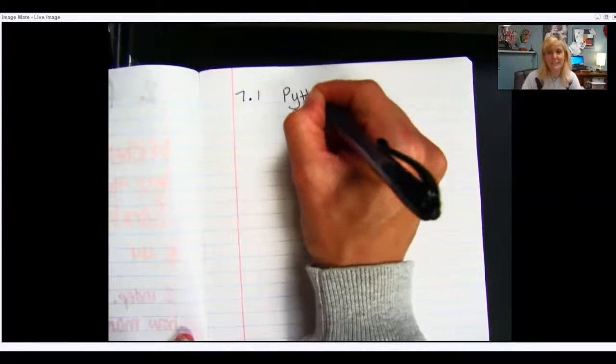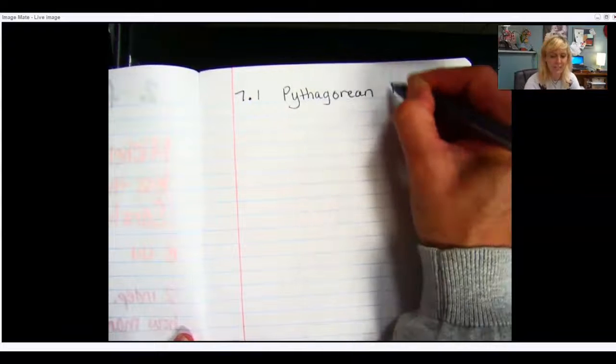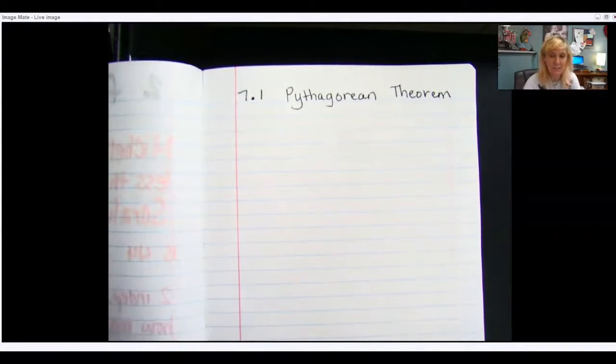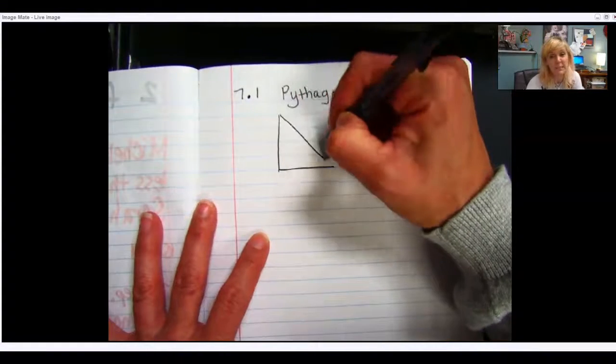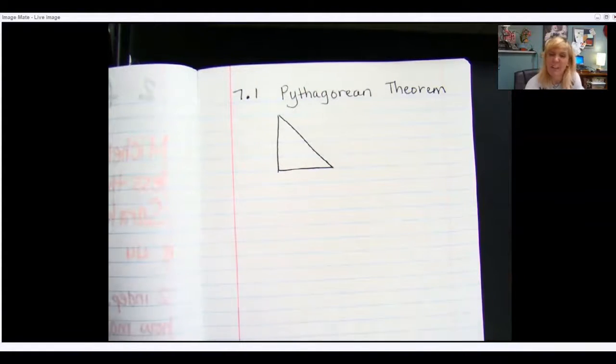Okay, so what we're going to do is go ahead and title these notes 7.1 Pythagorean Theorem. So go ahead and write this down, and then let's jump in. Really what we're doing is just a review of maybe some things that you guys had in 8th grade.